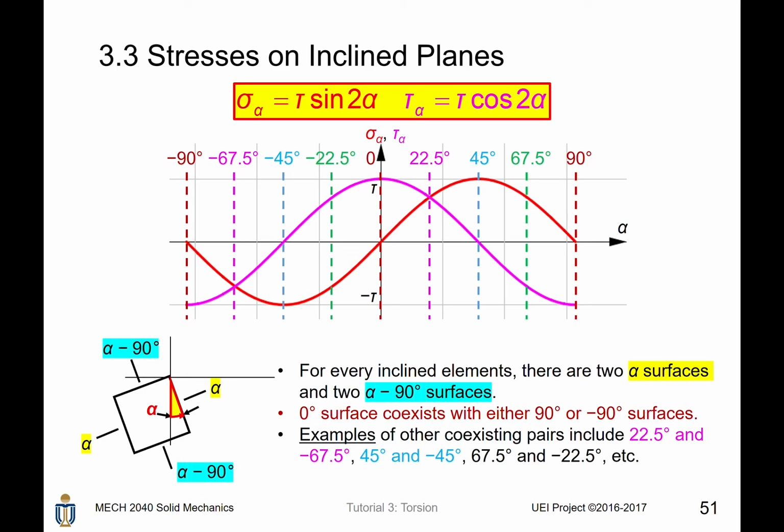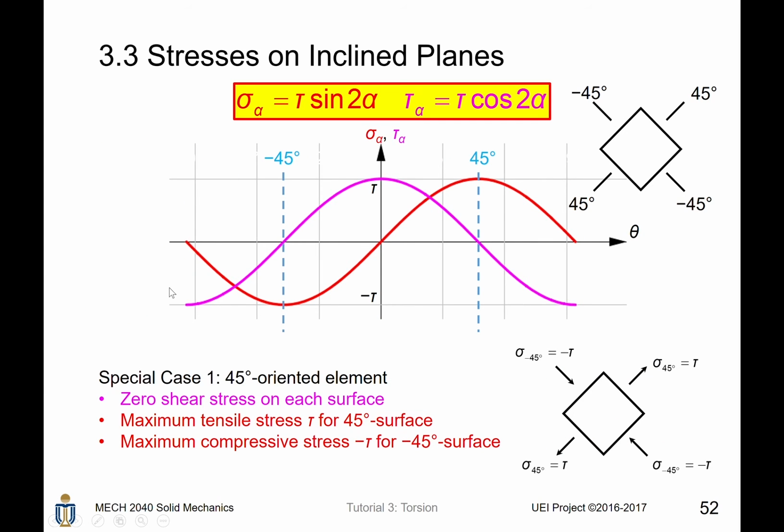How do you obtain the value of alpha? Consider originally you have an element like this, it is not inclined. Next, you rotate it by an angle of alpha, counterclockwise. Then the element will be like this. This element is rotated counterclockwise by an angle of alpha. So this is how we can obtain the alpha. Then consequently, those two surfaces can be treated as alpha minus 90 degrees.